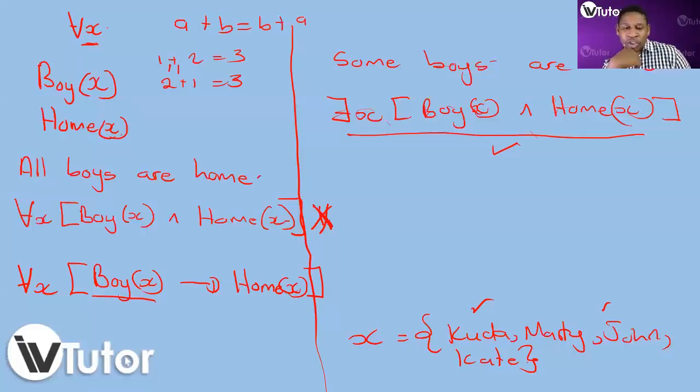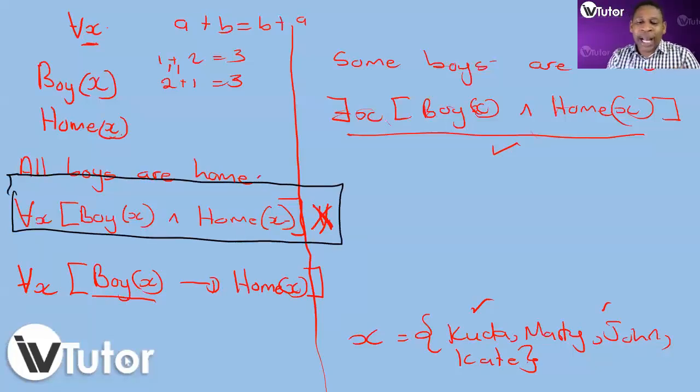If you look at the one that we marked wrong, this says all that are home are boys. So if Kuda is at home and John is at home and Mary is at home, that statement becomes false. But we want our statement to say all the boys are home. In our statement, Kuda and John are both at home, but also Mary is at home. The presence of Mary is making it wrong, whereas our statement was only focused on boys.